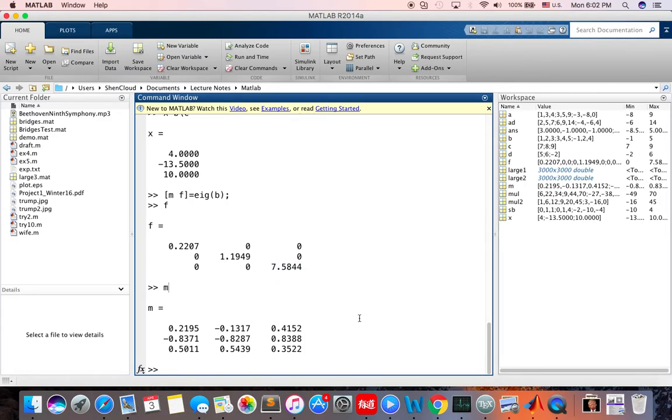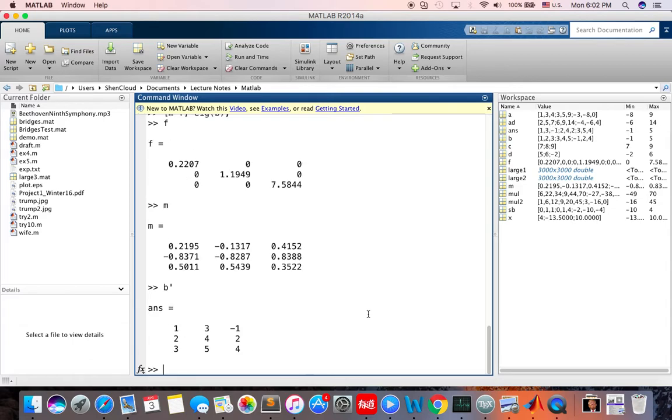And also you can transpose one matrix. For example, B prime is just the transpose of the matrix. That's for a real matrix. If the matrix has some complex numbers, prime means the conjugate of the transpose. And if you just want to transpose one matrix, you can use dot prime instead of prime.